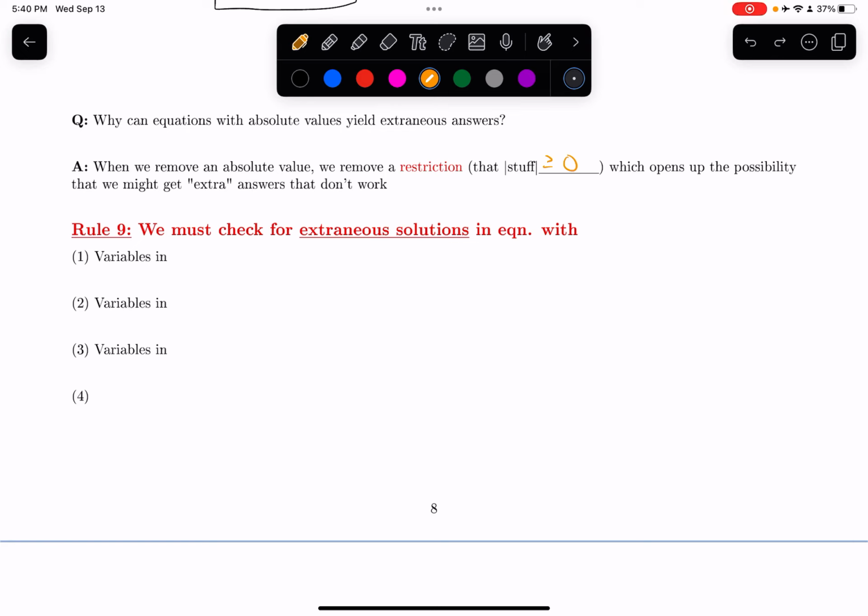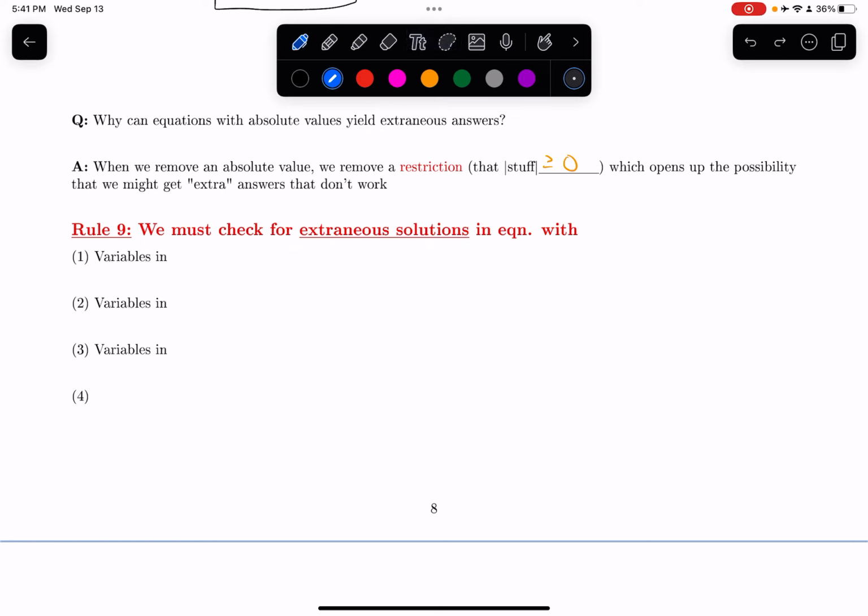In this video, we are continuing section 1.5 on solving equations, and we're ready for our last rule, which is rule 9. And this just summarizes all the situations that we've seen where we need to check for extraneous solutions. So when do we need to do this?